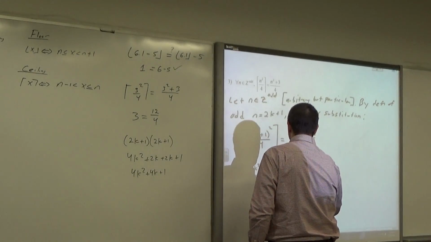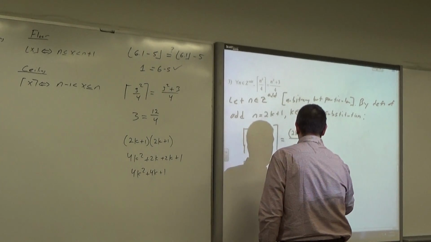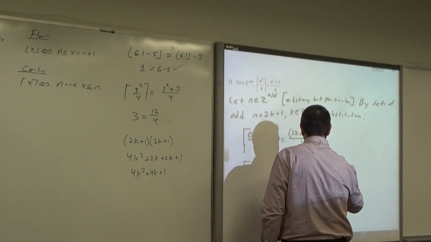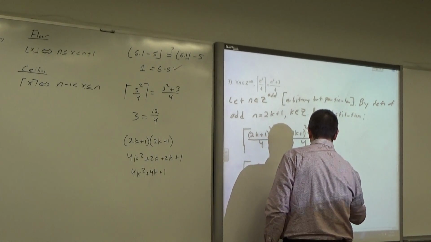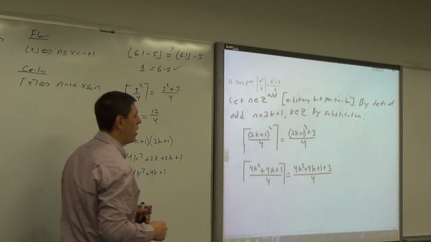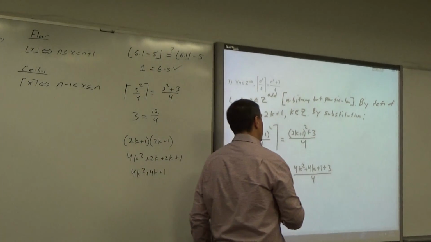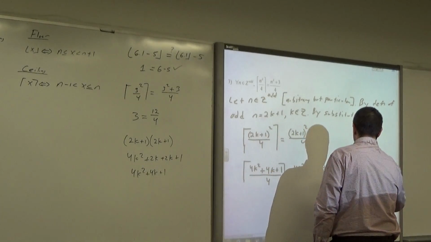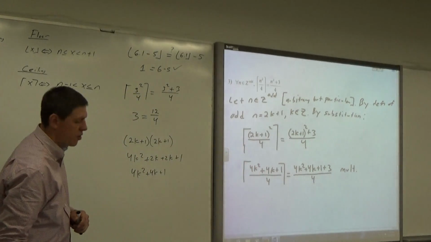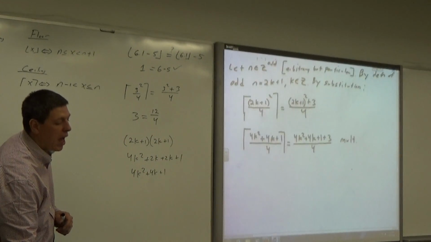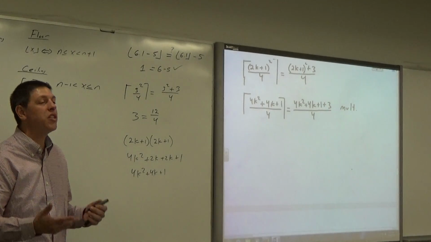Alright. On the right-hand side, same exact thing, except we have a plus 3 in the numerator. So, 4k squared plus 4k plus 1 plus 3, over 4. That's just by FOIL, multiply, expansion, polynomial rules. We'll just say multiply. I'm guessing everybody knows what to do on the right-hand side of this. 1 plus 3, that's easy.